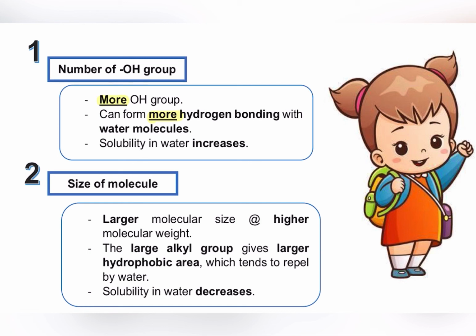Now we focus on the size of molecules. Usually here, we are focusing on alcohols with the same number of hydroxyl groups. What makes them different is the number of carbon atoms, or the size of the molecule. If you have a larger molecular size or higher molecular weight, specifically we focus on the number of carbon atoms, the larger alkyl group will give a larger hydrophobic area. So it tends to be repelled by water because it is hydrophobic. That's why the solubility in water decreases.